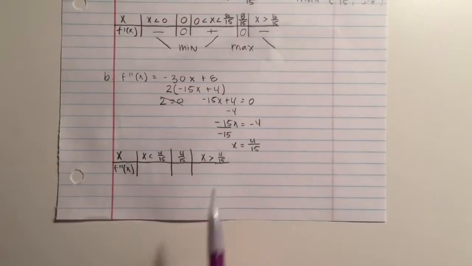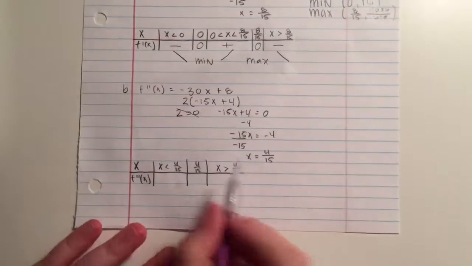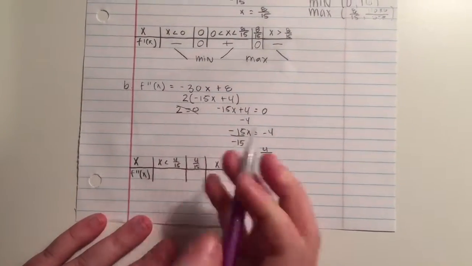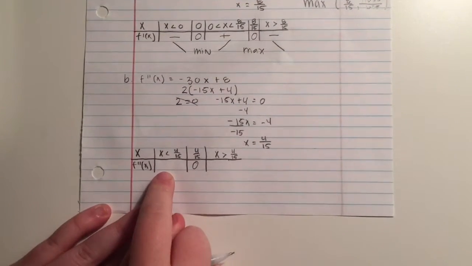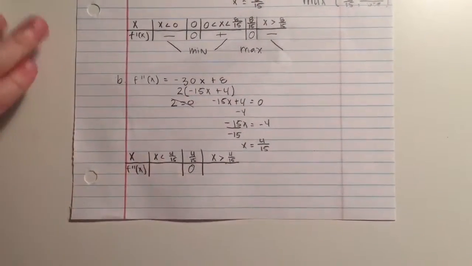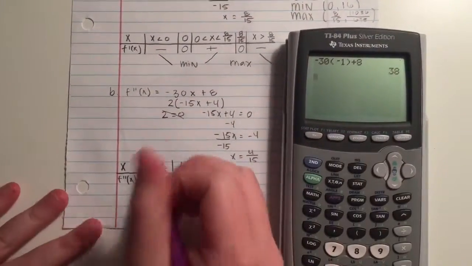Okay, so now we're doing a sign chart since we have one value for x. When you plug 4/15 into your second derivative, you're going to come out with a 0. Now we're going to plug in a value that's less than 4/15. So again, I chose negative 1 because it's an easy number. On the calculator, I've plugged it in and I've come out with a positive result.